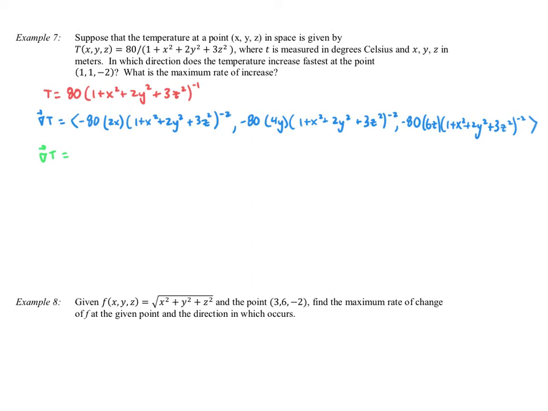So we could factor out, if you notice, a negative 80 times 2 as part of our greatest common factor. So we have a negative 160. And then we could factor a 1 plus x squared plus 2y squared plus 3z squared to the negative second out as well. So this is going to be our greatest common factor. We're going to scale the vector. And when we do that, we actually get a really simple vector in return.